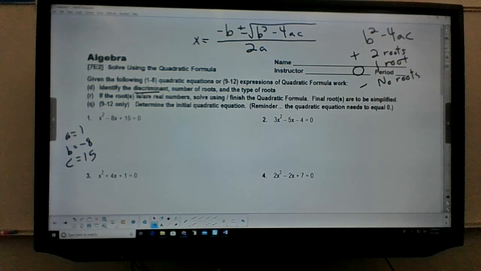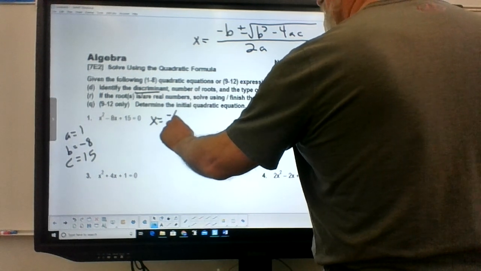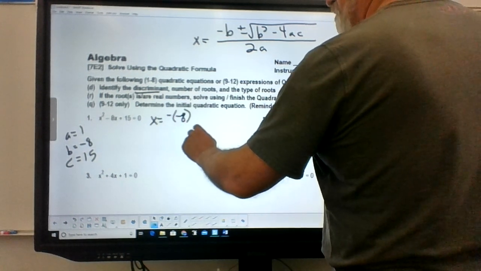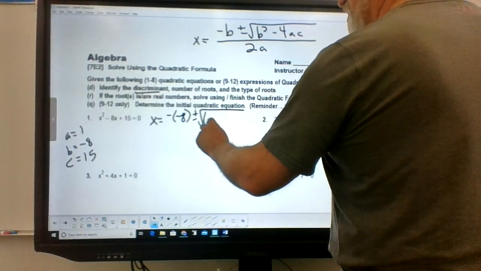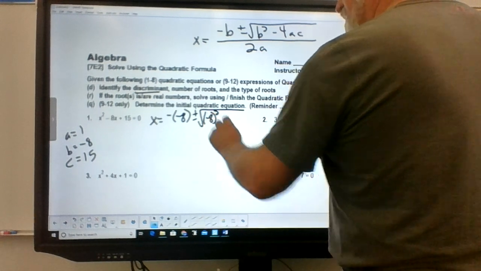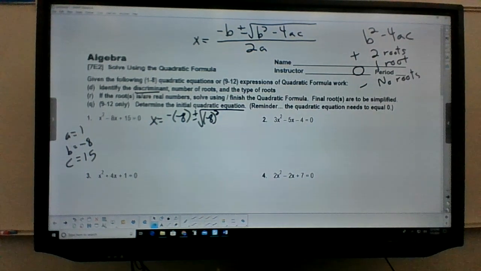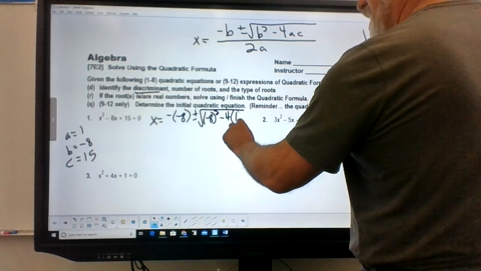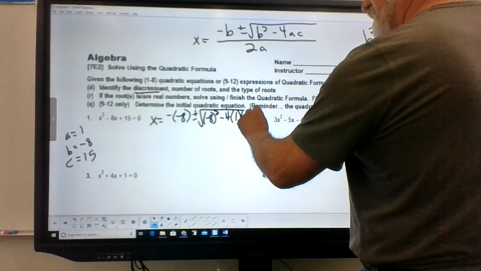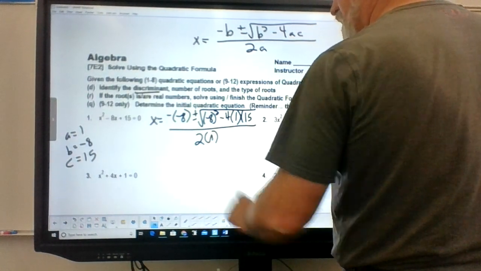Okay, so here's what we're going to do. We're going to take those numbers and plug them into the quadratic formula. X equals a negative b, so a negative of negative 8. Again, if you want to go right to positive 8 right away, go for it. Plus or minus square root of b squared, so this would be negative 8 squared. Notice I put that in parentheses so that when you square negative 8, you get a positive 64. Minus 4 times a, which is 1, times c, which is 15. We're going to put that all over 2 times a, or 2 times 1.